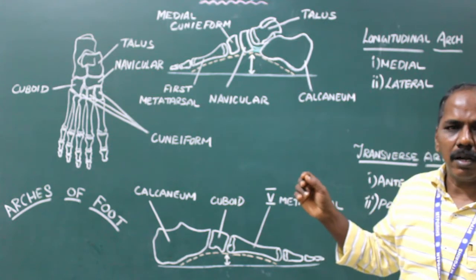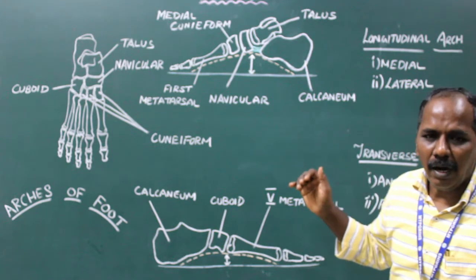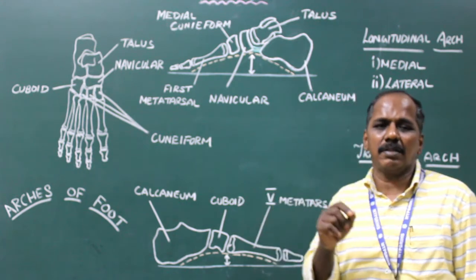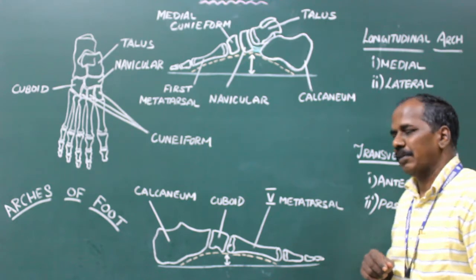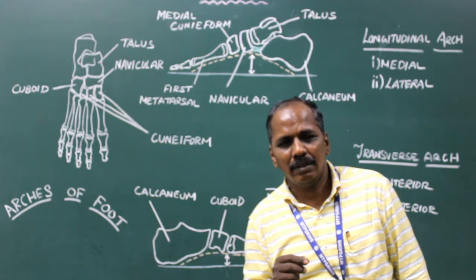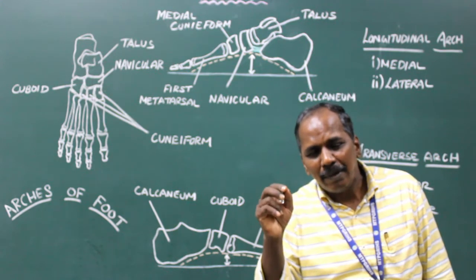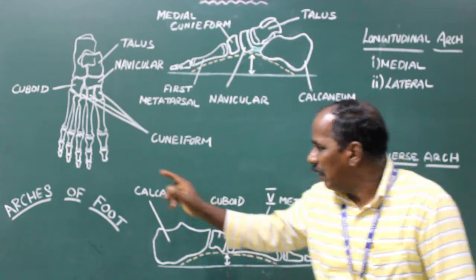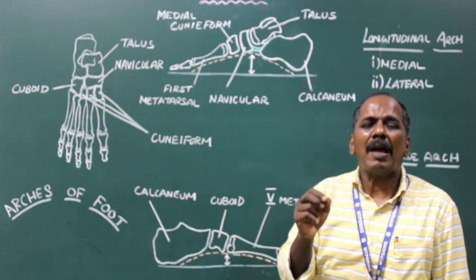Pes cavus or arched foot is an exaggerated longitudinal arch because of contraction of transverse tarsal joints due to muscle imbalance. Morton's metatarsalgia. It is a condition in which there is a sharp burning pain in the area between the third and the fourth toe due to compression of plantar nerves.